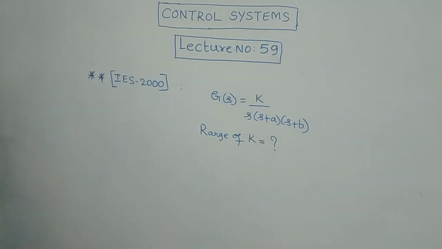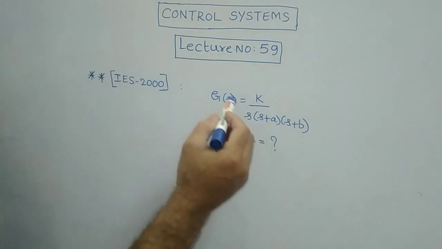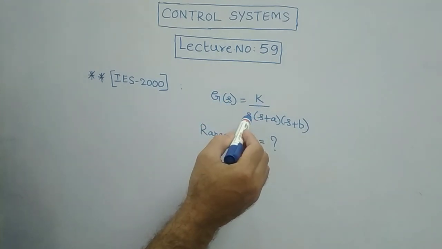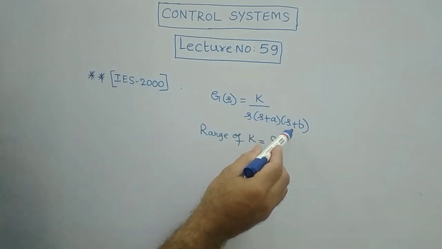In this presentation, I would like to explain one more question that was asked in UPSC IAS 2000. This is presentation number 59, in which we will see this. The given transfer function is G of S equal to K by S into S plus A into S plus B.